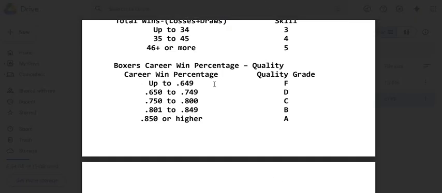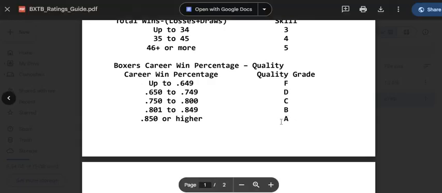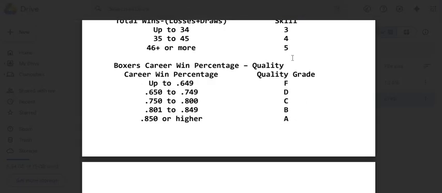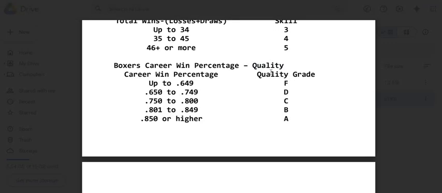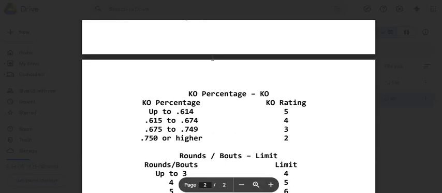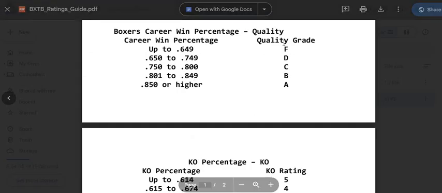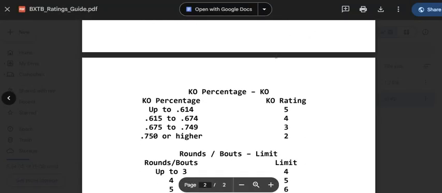So if Muhammad Ali won 56 and fought 62, divided by 62, his win percentage is about 90, so he would be an A quality fighter. Muhammad Ali is going to show up here as 5A, the best possible skill he can have, and he's one of the greatest of all time based on quality. So this win percentage dictates the quality of the people they fought. Even great boxers can have quite a few losses because they fought great opponents. Again, you may find these ranges are pretty narrow, but there are only 5 grades available in my game.